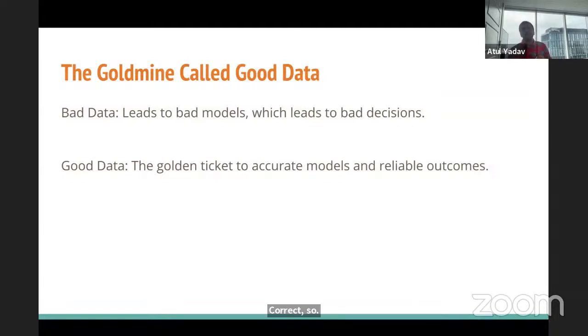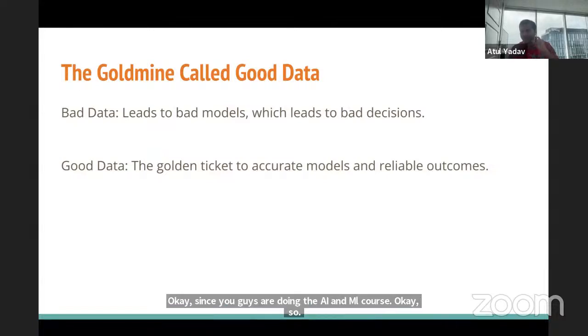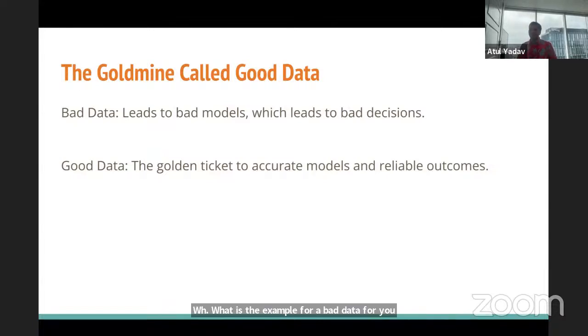Now, one more question I just want to ask you guys. What is the example for the bad data for you guys? Since you guys are doing the AI and ML course, what is the example for a bad data for you? Shtab says when the raw facts are not actually facts. Good, nice.